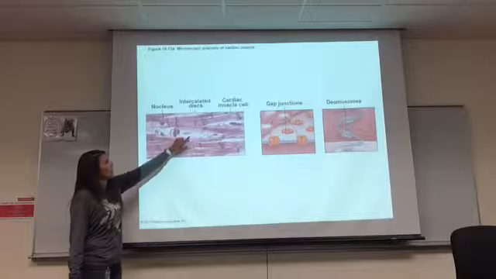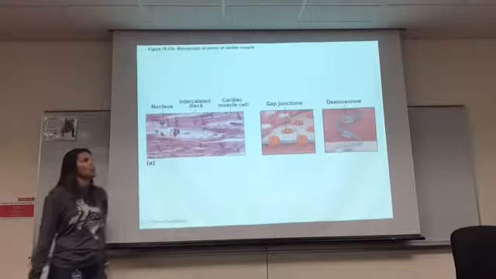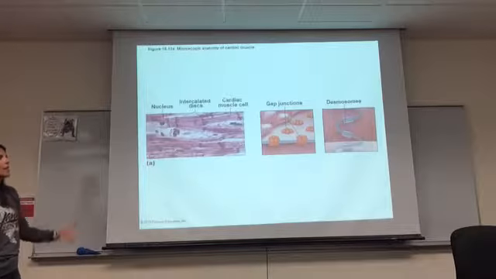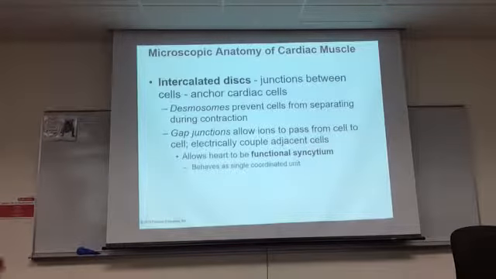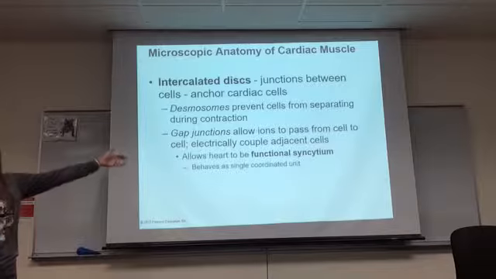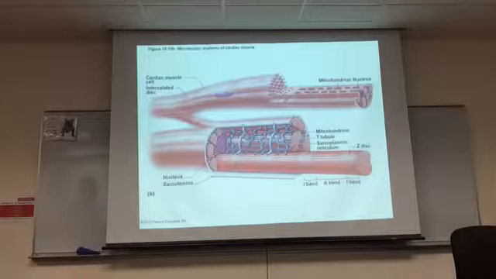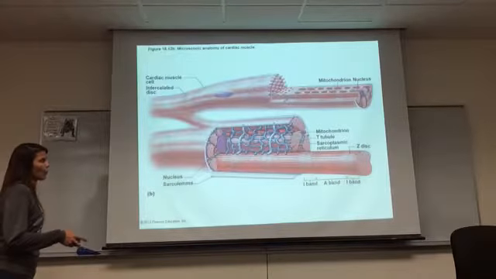You can see the intercalated disc, the nuclei. They have gap junctions and desmosomes. Gap junctions allow for the flow of ions between the cells, and desmosomes hold that tissue together. Intercalated discs are what have the gap junctions and desmosomes. So that's what is referenced here. And it allows for things to move throughout your cardiomyocytes.